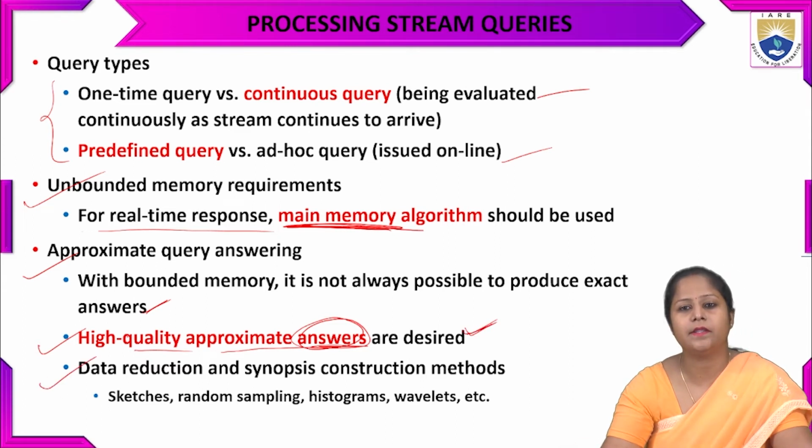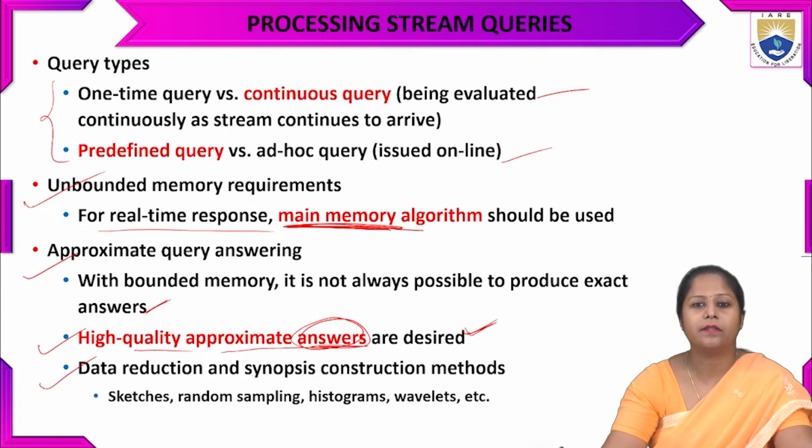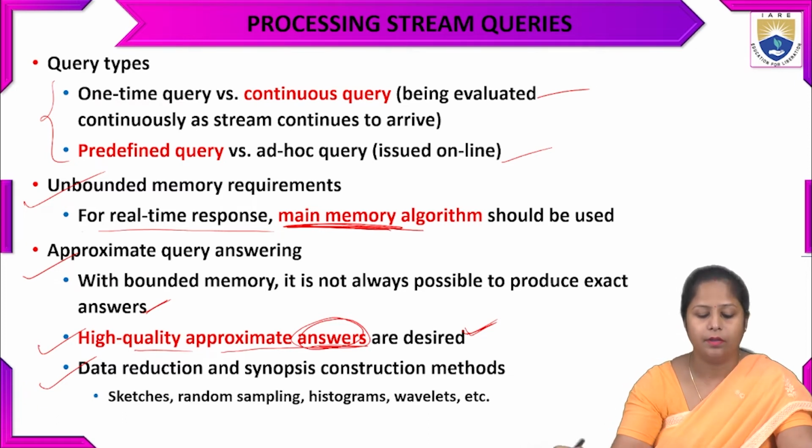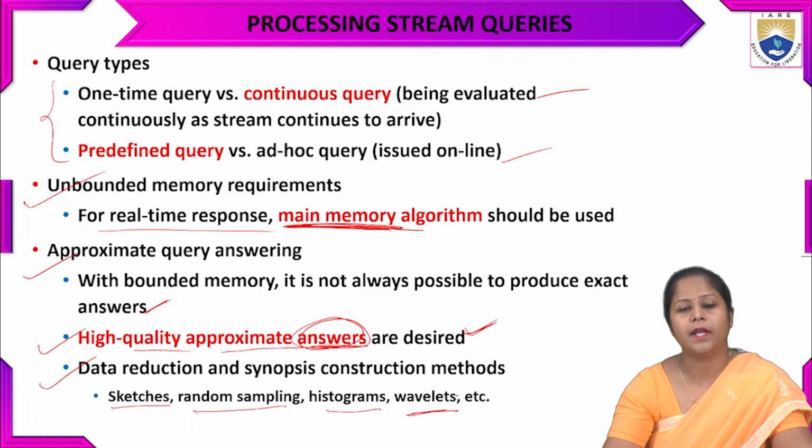Data reduction and synopsis construction methods. We apply some methods for that: sketches, random sampling, histograms, and wavelets. In these we have to reduce the data. These are the synopsis construction methods we need to apply, and then we will get approximate answers for the exact results.